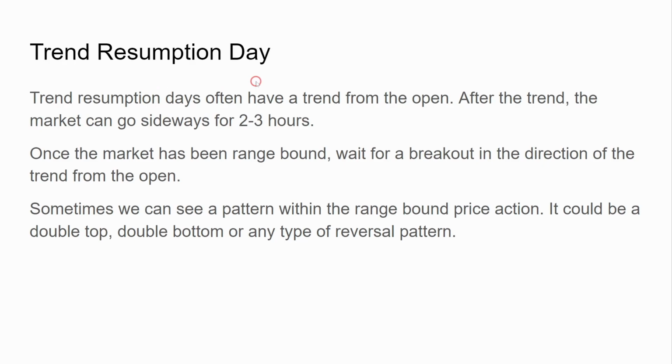Trend resumption day. Trend resumption days often have a trend from the open. After the trend, the market can go sideways for 2 to 3 hours. Once the market has been range bound, wait for a breakout in the direction of the trend from the open. Sometimes we can see a pattern within the range bound price action. It could be a double top, double bottom, or any type of reversal pattern.